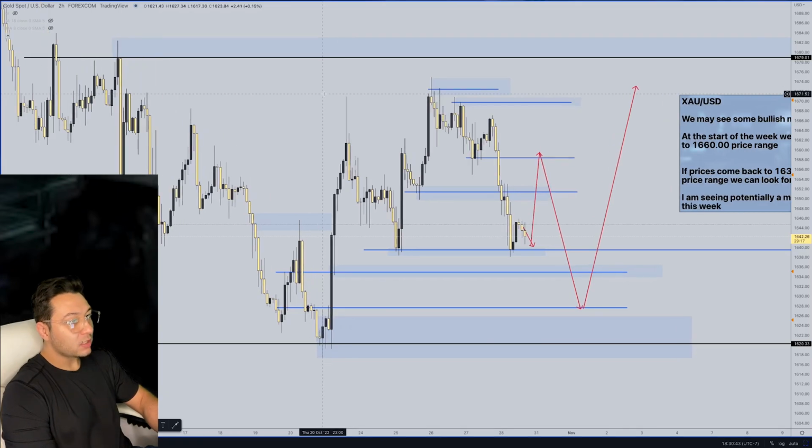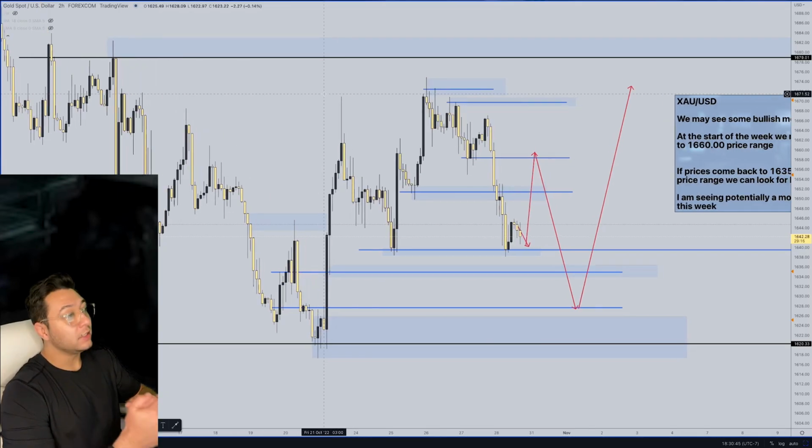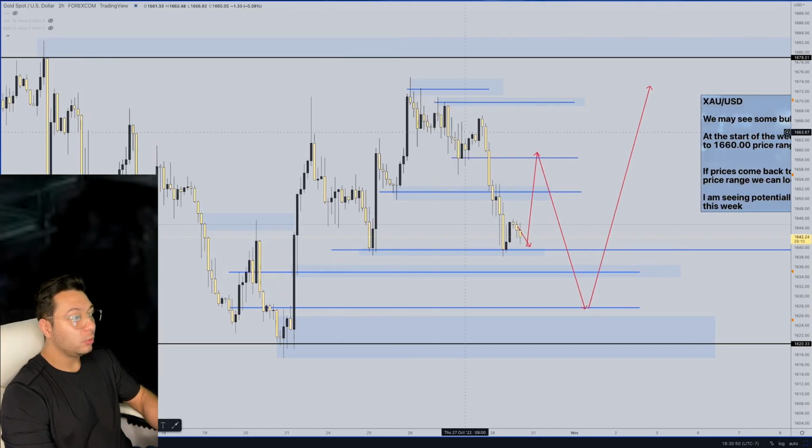So, first things first, we're going to talk about liquidity. What is liquidity? What are liquidity concepts? And where does liquidity come from?